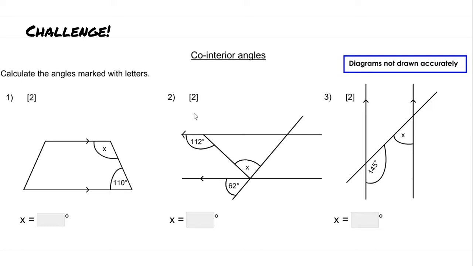Okay, so the final bit is these challenge questions here. These are all about co-interior angles. Again, know your facts to tell me what X is. The hardest one would be question 2 here, where you're going to have to use a couple of facts. The first question you're going to ask on this question is, where are the co-interior angles? I'll give you a clue. You're going to have to mark a co-interior angle somewhere and then work it out.